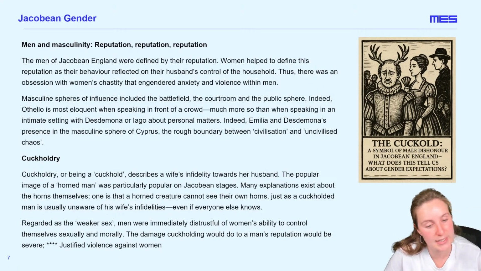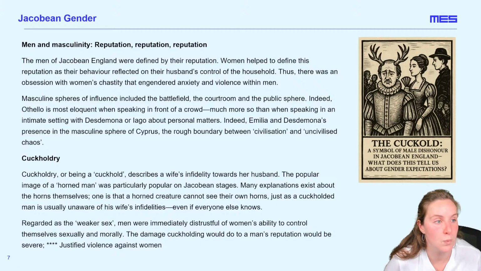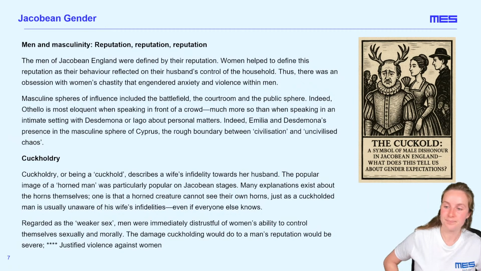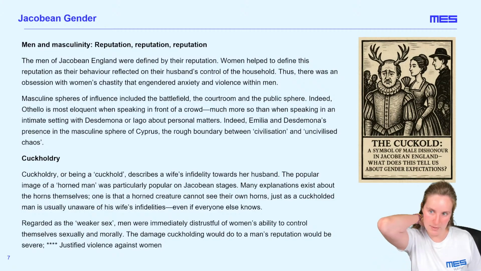It's also this idea of the weaker sex. Men were immediately distrustful of women's ability to control themselves sexually and morally. The damage cuckolding would do to a man's reputation would be severe, and it justified violence against women. So it was allowed to be violent against a woman who had cuckolded you. So what does this tell us about gender expectations?